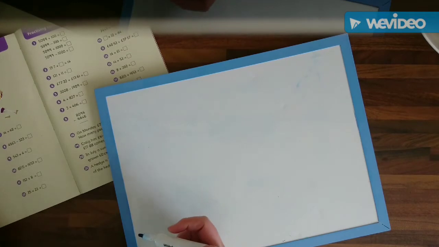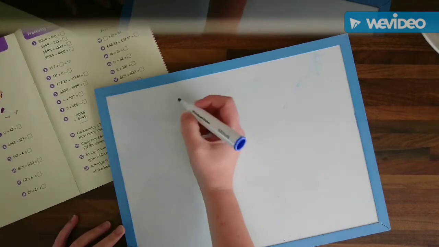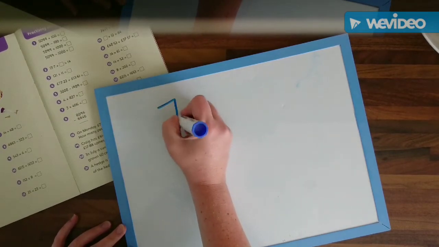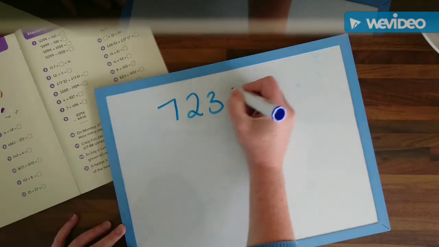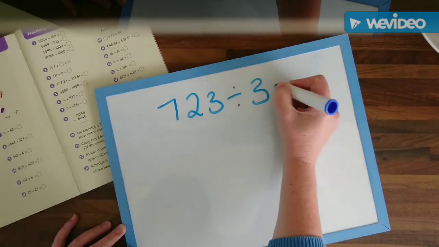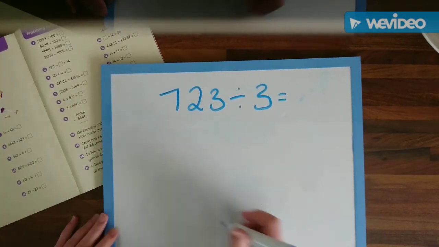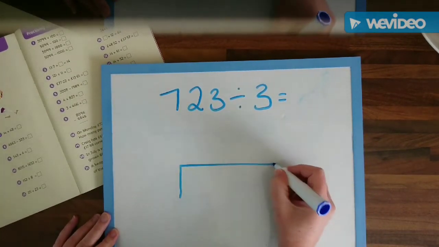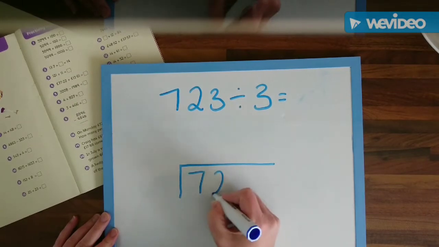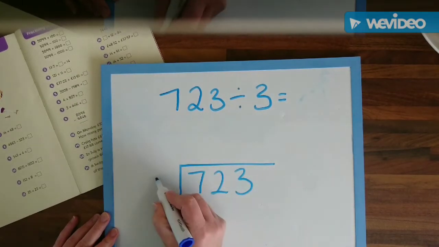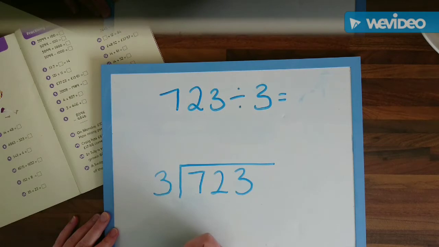If you're dividing a larger number, so for example, there is a question on the first page that says 723 divided by 3. That's when bus stop method will be much better for us. So a quick reminder as to how we do that. Set up our bus stop. The larger number goes inside, and the number we're dividing by goes here.